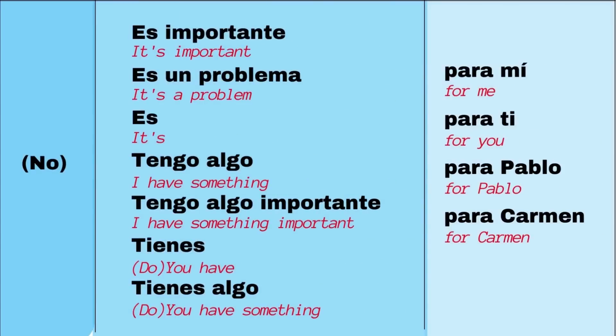Okay, and back to our original grid. If at all possible, try to say these phrases without looking at the grid, but of course you can if you need to for the extra support. Okay. It's a problem for Carmen. What's that? Es un problema para Carmen. Is it a problem for you?